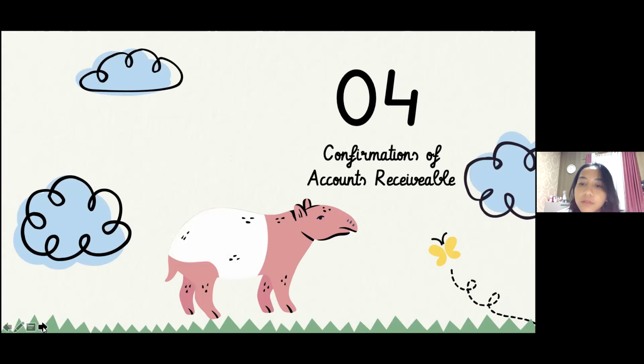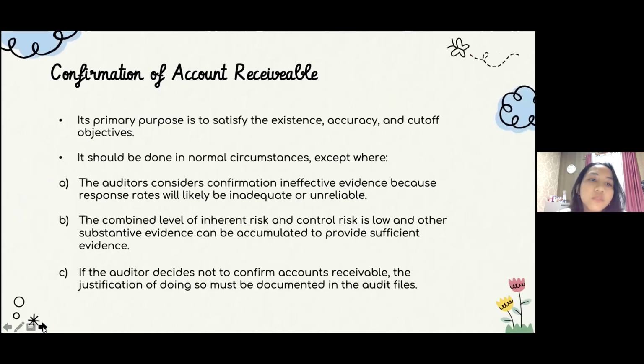The fourth is confirmation of accounts receivable. Its primary purpose is to satisfy the existence, accuracy, and cutoff objectives. It should be done in normal circumstances, except where the auditor considers confirmation ineffective evidence because response rates will likely be inadequate or unreliable.